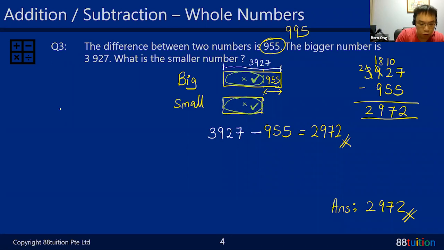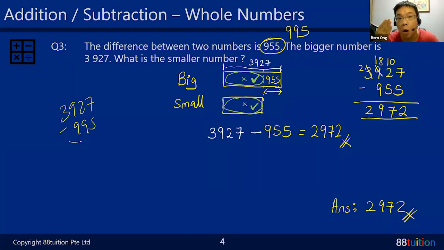So we will take 3,927 minus 995. Oh no, what happened? You copied the number wrongly. Yes, this is a very common mistake, Prishan. So be careful, Ken. Children, please be careful about this. Make sure you double check, you triple check. Make sure you cannot make the same mistake. Do not copy wrongly. Sometimes it's called copy error also. Okay, let's move on.